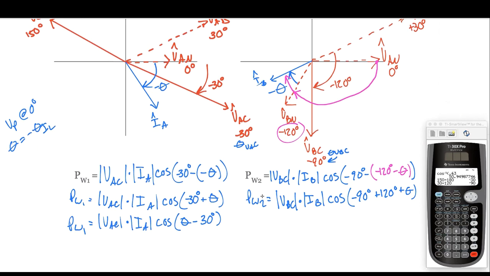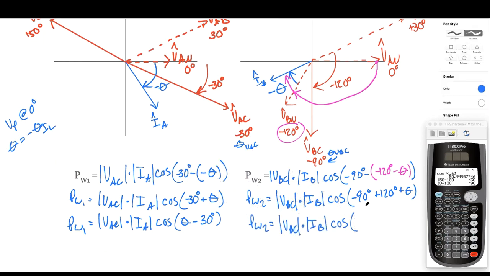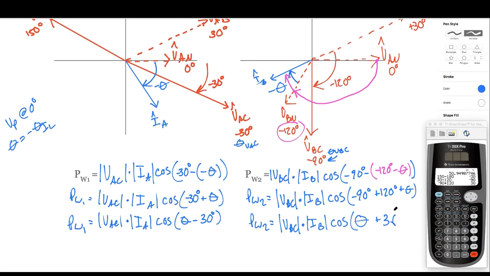Let's carry this down and let's see what this cosine simplifies to. What is negative 90 plus 120? Negative 90 plus 120. Yeah, it's 30 degrees, right? So now I have 30 plus theta, or we can just rearrange it to match this format of theta plus 30.